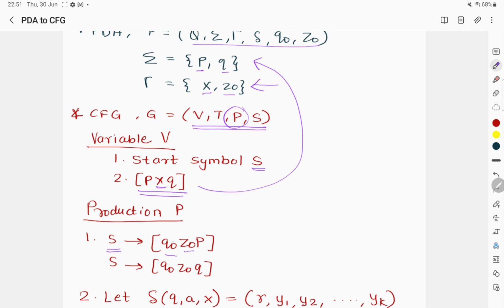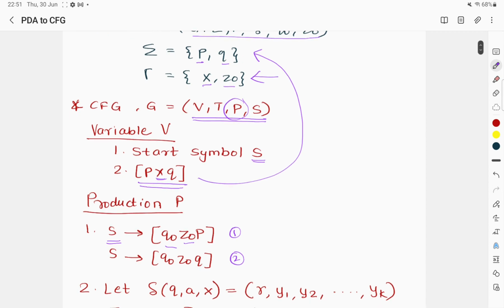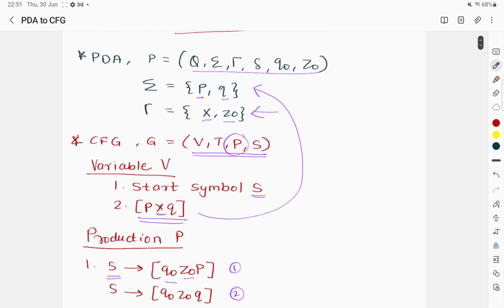So the start state, the default tape symbol, followed by whatever number of states you have. I have here two of them, that is P and Q. That's why for P I have done this 1 and for Q I have done this 2. So now I have made these two production rules coming out from S. That we have to do by default for all the states that we have in our PDA. I hope this is clear.